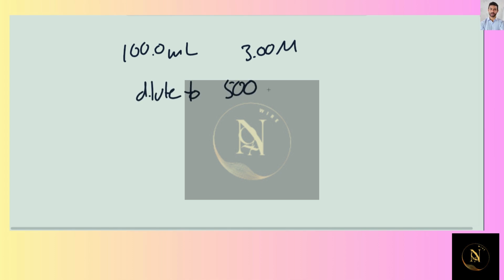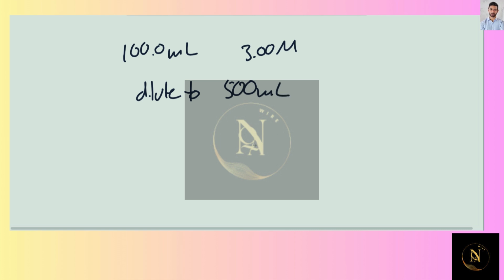Okay, this is basically a propagation of error or propagation of uncertainty question. So first, we have 100 milliliters. We're going to ignore the uncertainties for now. The concentrated HCl solution is 3.00 molar, and we're diluting it to 500 milliliters.